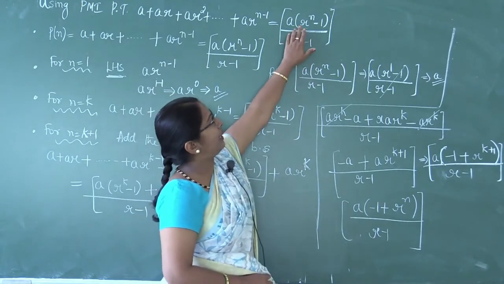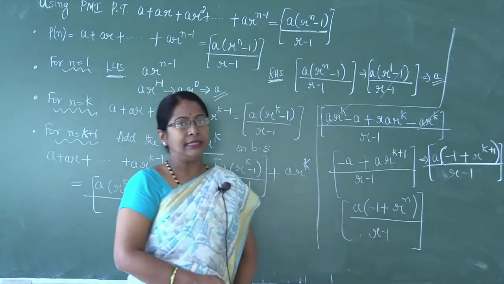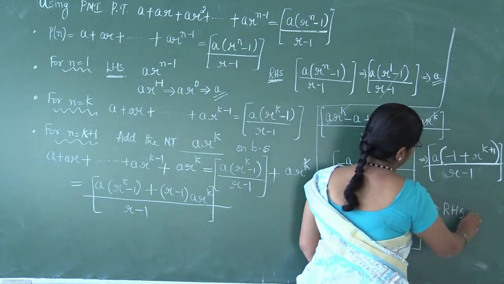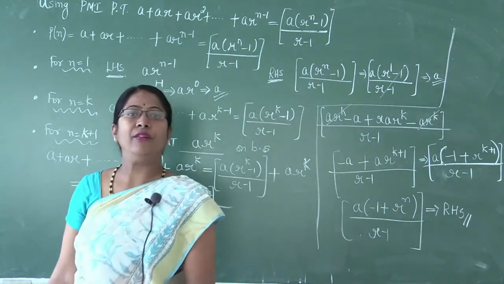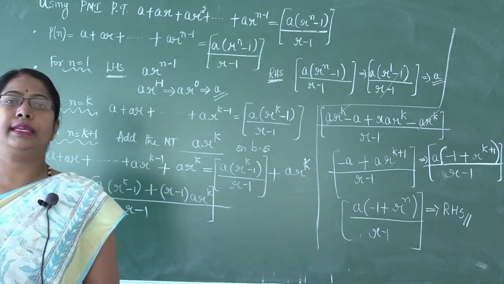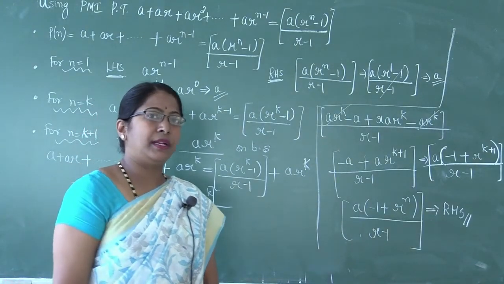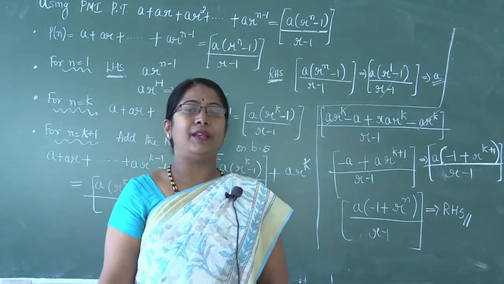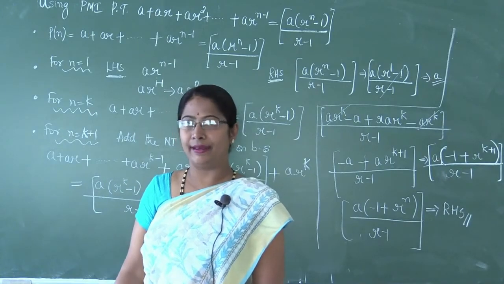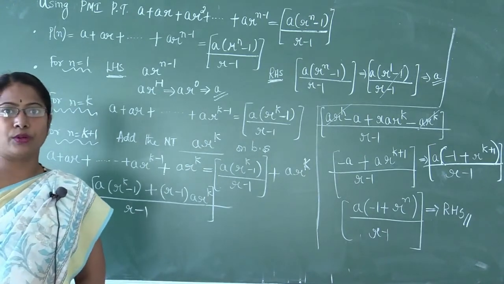Observe, in the question I have r power n minus 1. In the answer I have minus 1 plus r power n. Both are same. So this is equal to RHS. Therefore, the given statement is true for n equal to k plus 1, and hence by the principle of mathematical induction, the given statement P of n is true for all n belongs to N. This is all about the problem. Now, we shall pass on to the next problem.